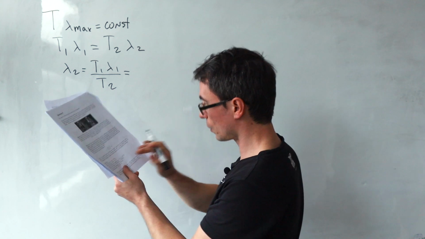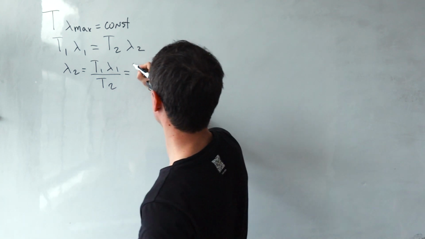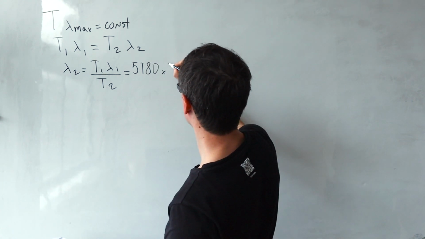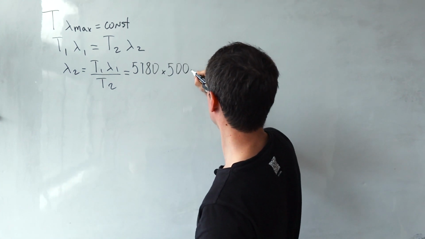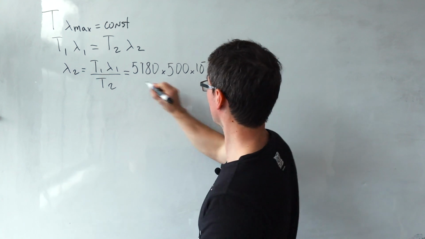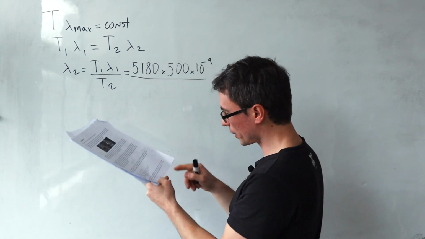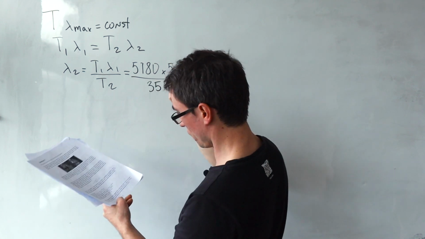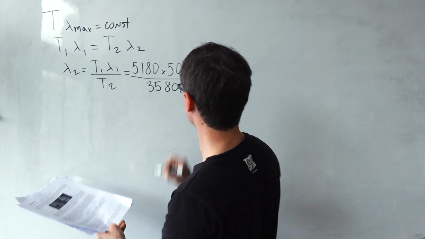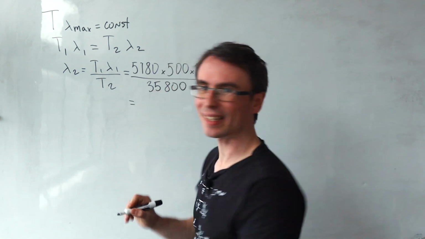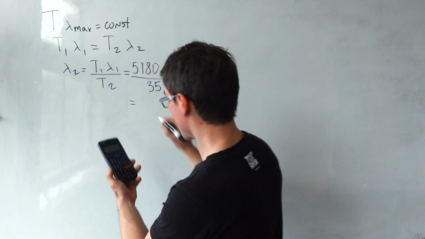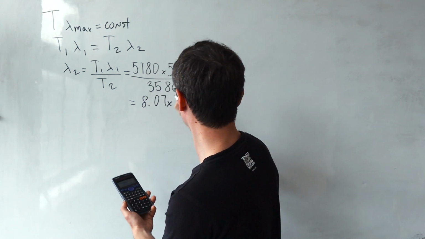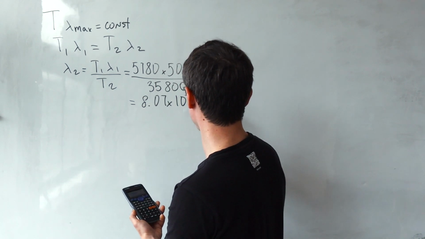Okay, so the surface temperature of the sun is just 5780, multiplied by the peak wavelength, which is around 500 nanometers, times 10 to the power minus 9. Divide that by the effective surface temperature that we're given, which is around 35,800. And we're going to get a pretty small wavelength of around 8.07 times 10 to the power of minus 8 meters.